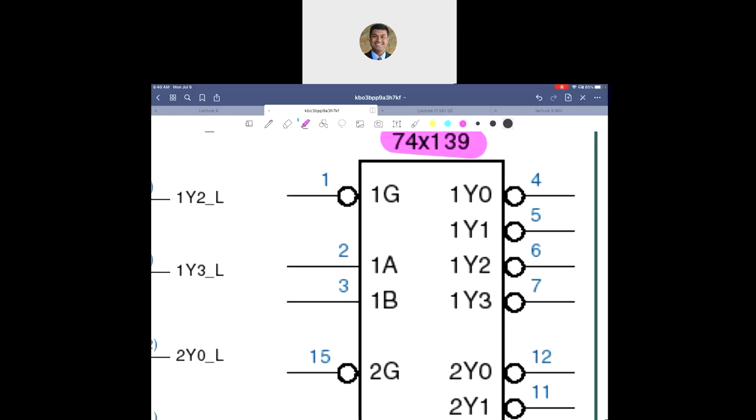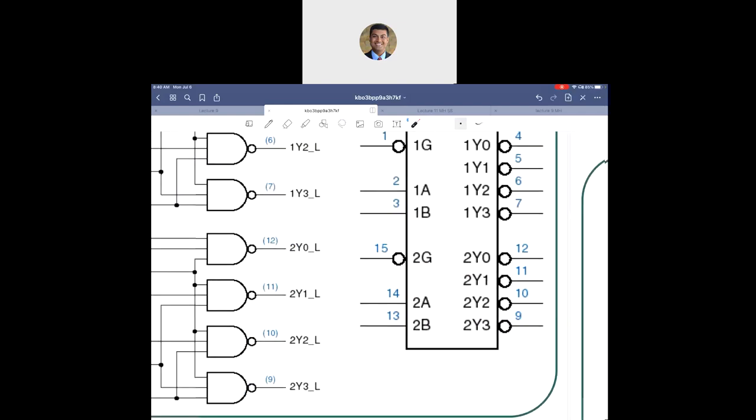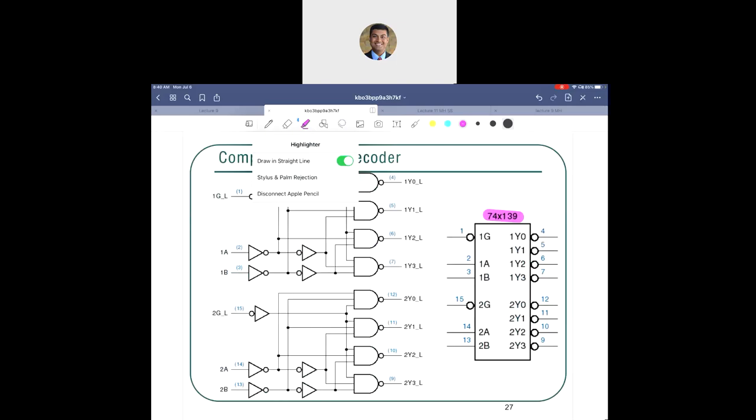I hope now you see why they were named as 1A, 1B, and not simply A and B. They were named 1A and 1B, and 1Y1 and 1Y0 and so on. All those ones were present to indicate that it is the first 2 to 4 decoder over here. And then if I go down, this is the second 2 to 4 decoder here, which also has its active low enable. So those are two to four decoders. So I can literally draw a line in the middle here to separate those out. So we have taken the previous diagram and then made two copies of it, two independent copies of it.